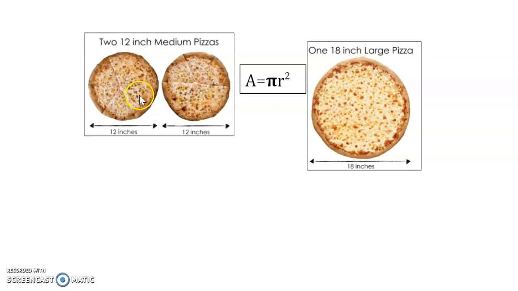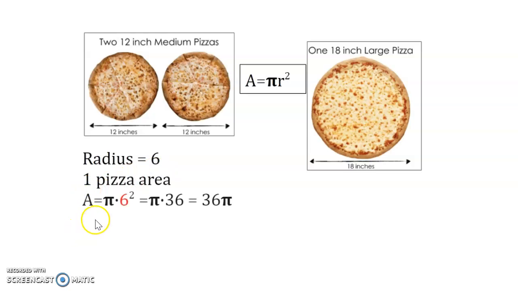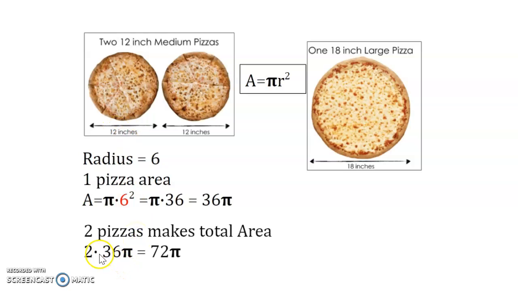Well, if I order 2 12-inch medium pizzas, the 12-inch is the diameter. When they're giving you the number of inches, we're really talking about diameter. And so the radius is going to be 6. So the area of one pizza is going to be pi times 6 squared. 6 squared is 36 times pi, so you have 36 pi inches squared of pizza here, and there are 2 of them. So 2 pizzas make a total area of 72 pi.